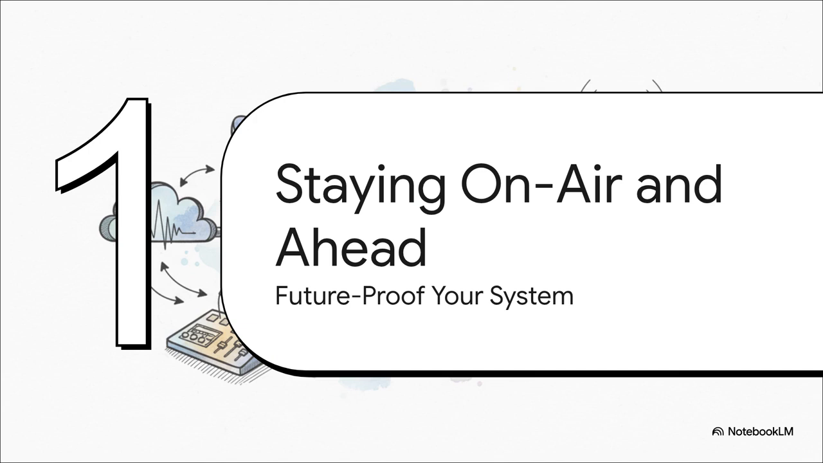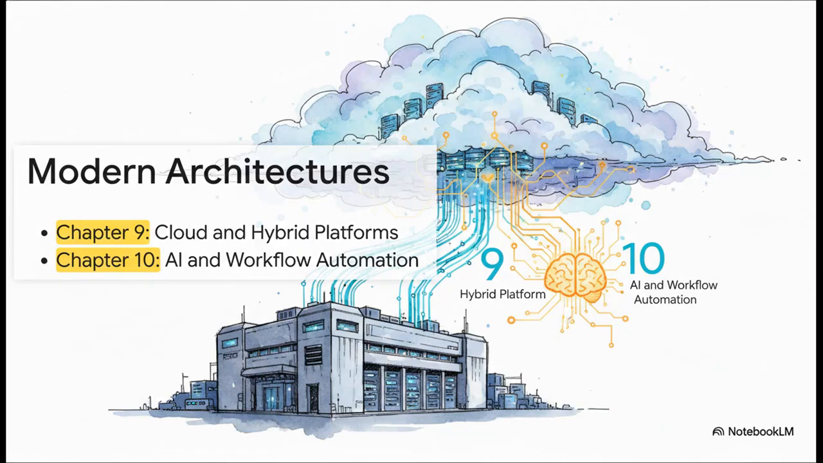Okay, in our final section, we're going to look ahead. We'll explore the technologies that don't just keep you on air, but the ones that keep you way ahead of the curve. This is all about future-proofing your system. So we're going to dive deep into some really cool modern architectures. Chapter 9 will explore cloud and hybrid platforms that can offer the best of both worlds. And then, Chapter 10 will cover one of the most transformative technologies out there today, the integration of artificial intelligence.